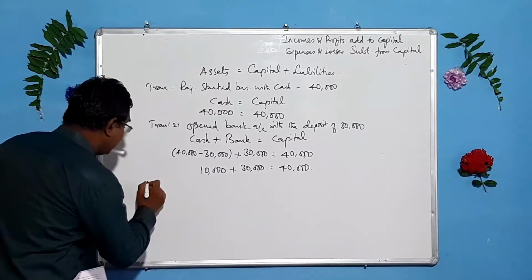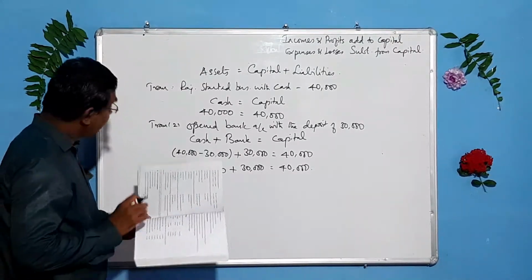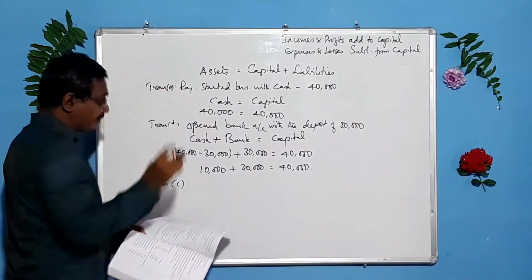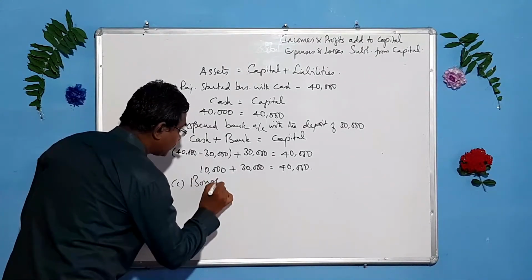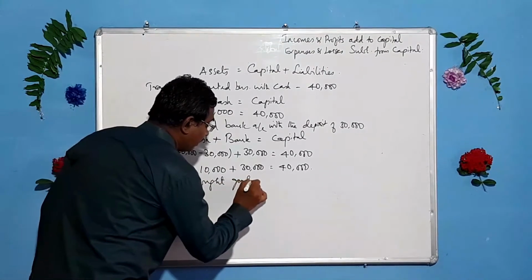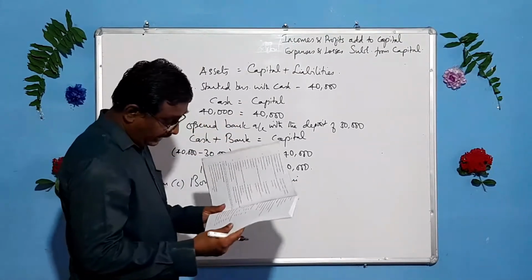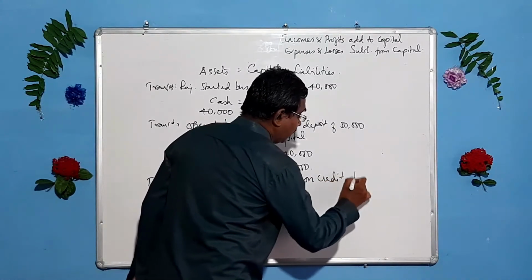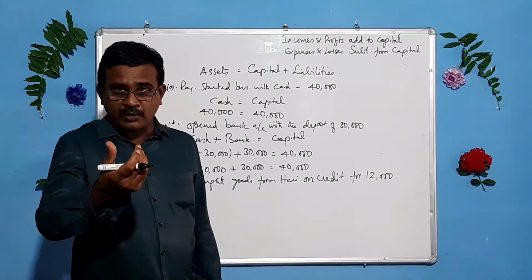And take the next one. Transaction C. What is given? Bought goods from Hari on credit for 12,000. It means we have borrowed goods.